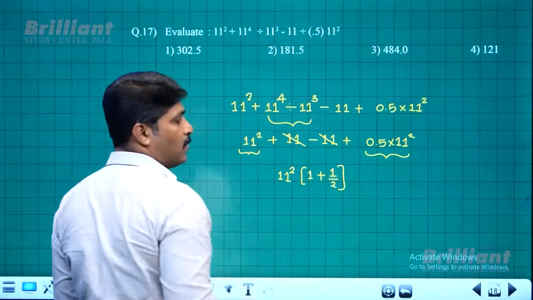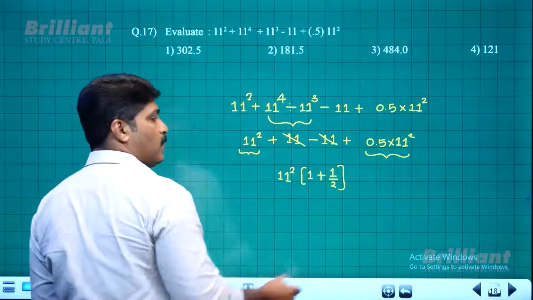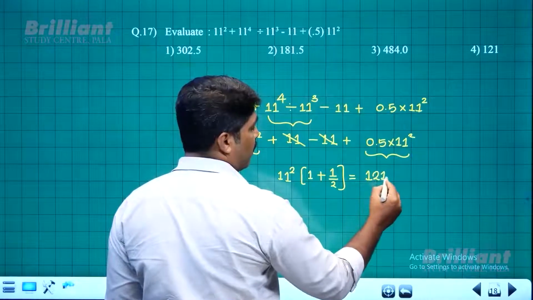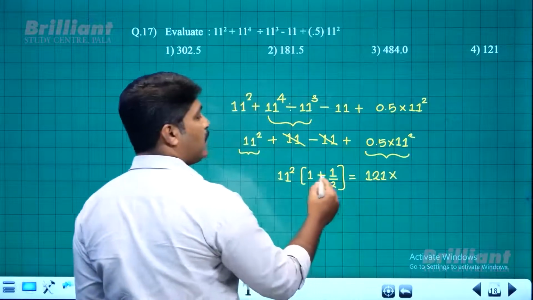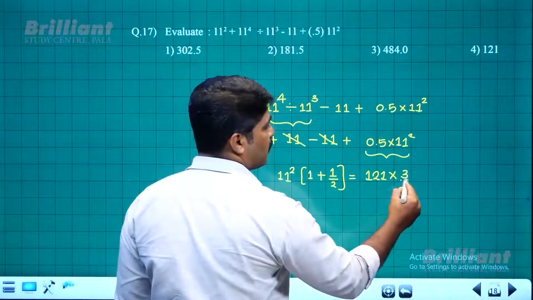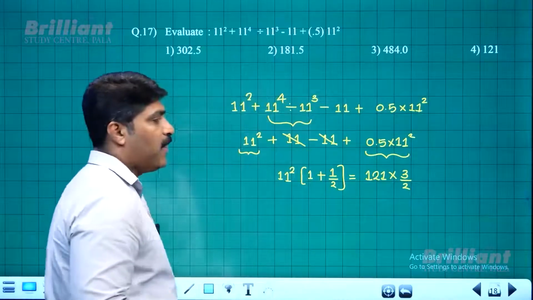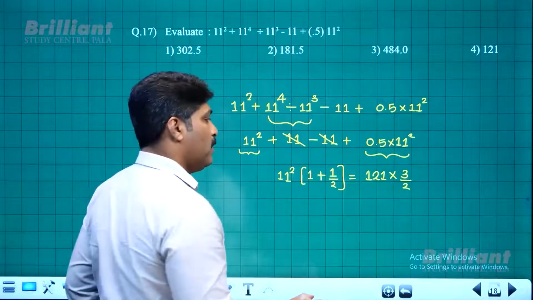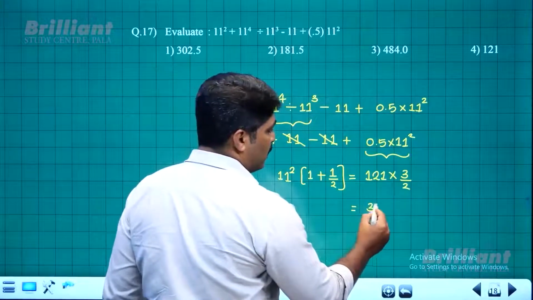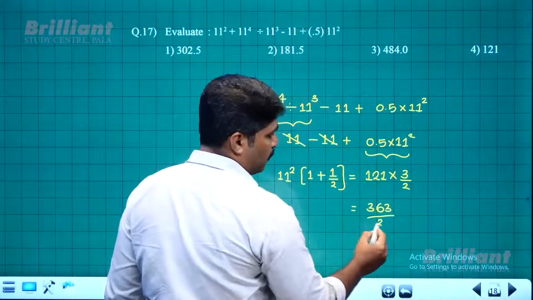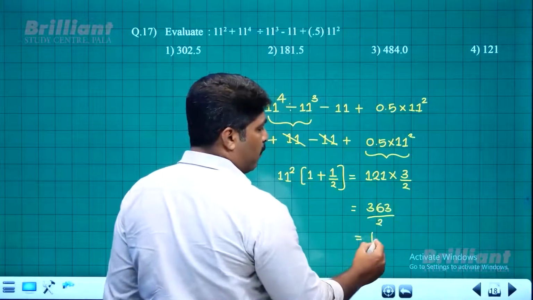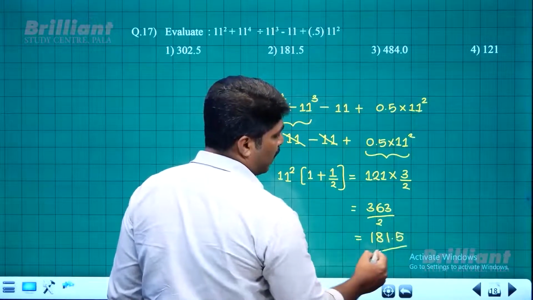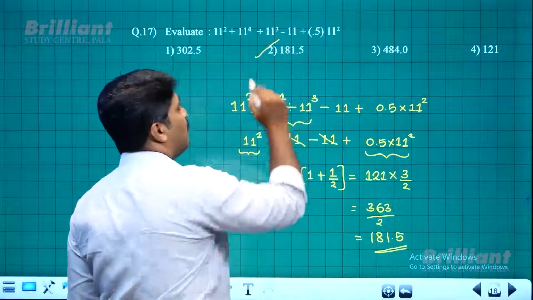Got it? So what it will become? So this is equal to 11 square, that is 121, into what is 1 plus 1 by 2? That is 3 by 2. So instead of considering the decimal operations, we can convert that in the form of fractions. So what is the advantage there? This is 363 by 2. So what it will become? 181.5. Got it? So the answer is option 2.